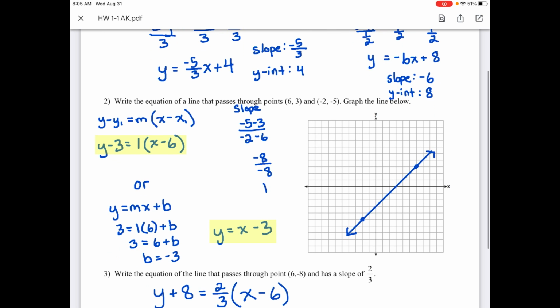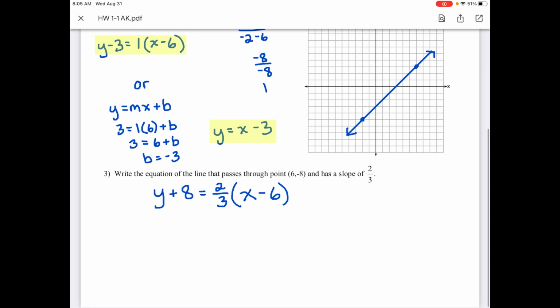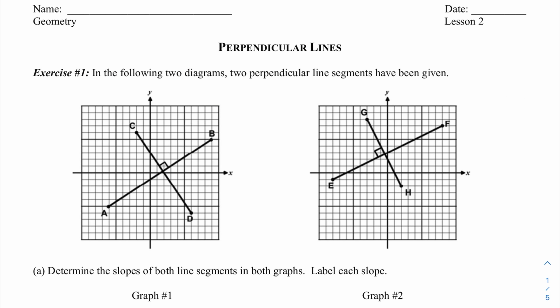For question 2, I put it in both point slope and slope intercept form. But for question 3, I put it in point slope form because it's just way easier. So again, make sure you pause the video, check your homework, and then you can unpause it and get into the second lesson.